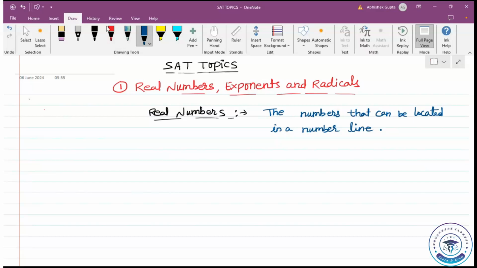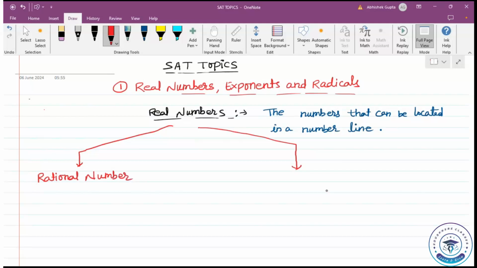Now, what are the types of real numbers? You can categorize real numbers. These are the subsets of real numbers. First is a rational number, and second is irrational number.